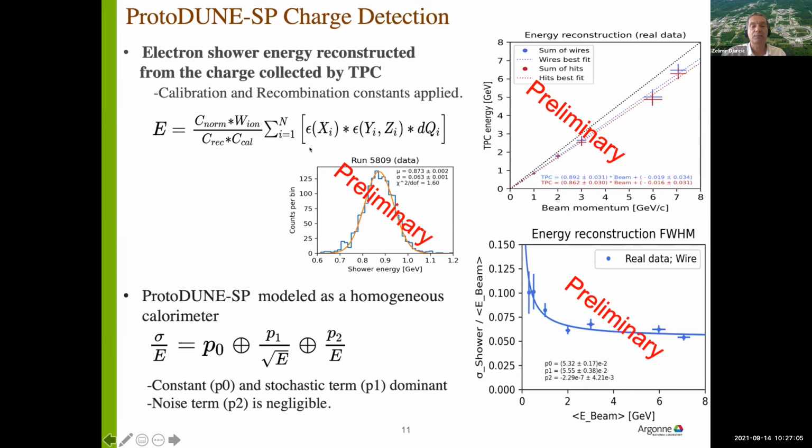We correct that charge for non-uniformities, and then we apply calibration constants that convert basically charge collected by ADC to the charge in mega electron volts in physics units, and then apply an ionization potential factor to get energy in MeV from the collected number of electrons. As you can see, a really nice linear relationship between reconstructed shower energy and what we think the beam momentum was, of the particles that entered the ProtoDune drift volume.